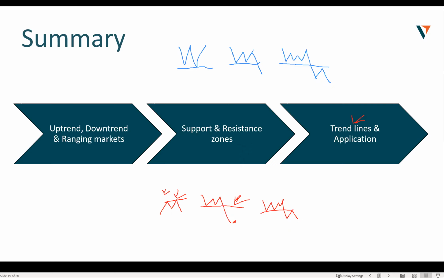I cannot emphasize again and again that market structures are extremely important because they help us to determine the directional bias. So what's the higher time frame telling you, right? And then from there, we go down to the smaller time frames essentially to take this trade.